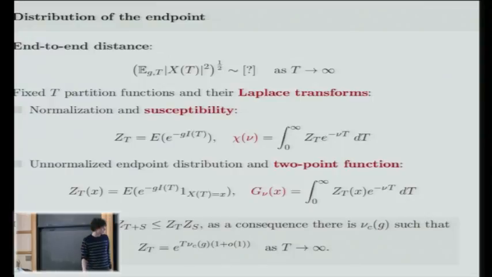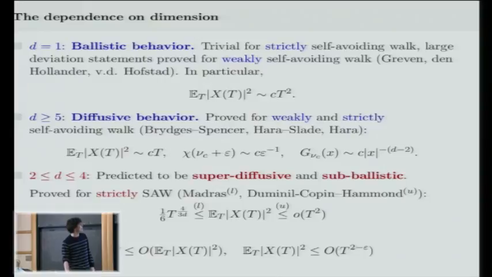These normalization constants Z_t are submultiplicative, basically by cutting walks. And as a consequence, there's an exponential growth rate, which I'll denote by nu_c. It depends on the parameter g. So this is, of course, then also the radius of convergence of the susceptibility. And it turns out it's actually also the radius of convergence of the two-point function for any x, but I won't need this. So what's known?